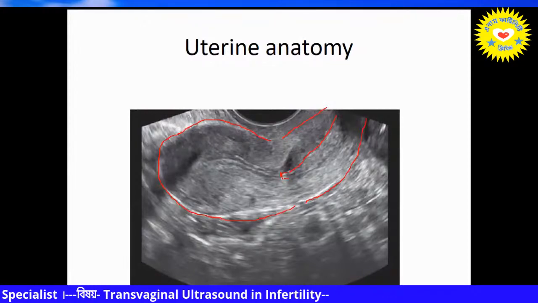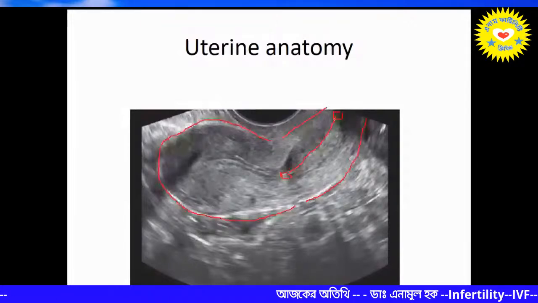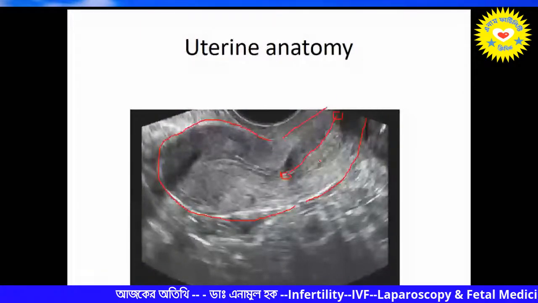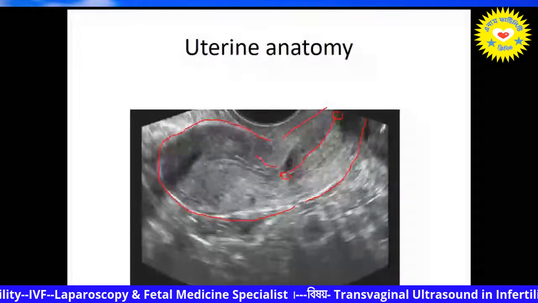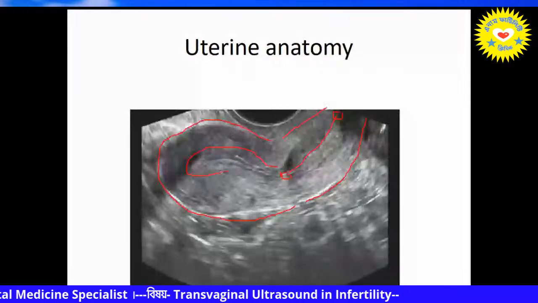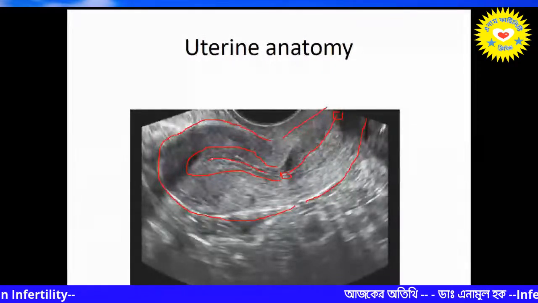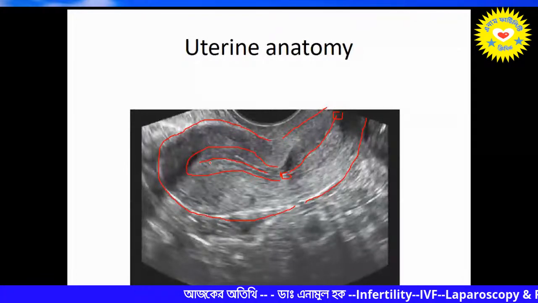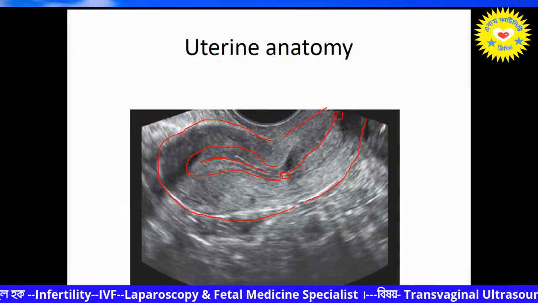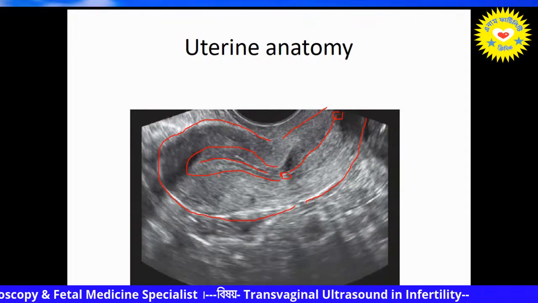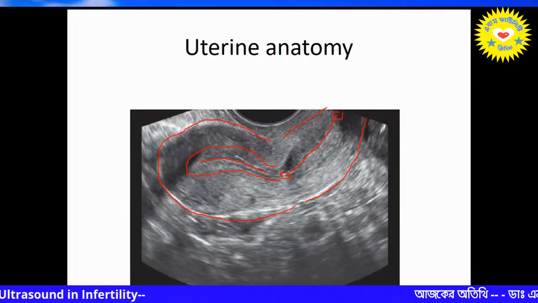So in a sagittal scan of the cervix you see it like that, and this is the body of the uterus. Here you see the endometrium. This is the endometrium, and this is the endometrial cavity. This is in the proliferative phase. So you are seeing the three lines, line 1, line 2, line 3, three echogenic lines. So this is the endometrium in a sagittal section.